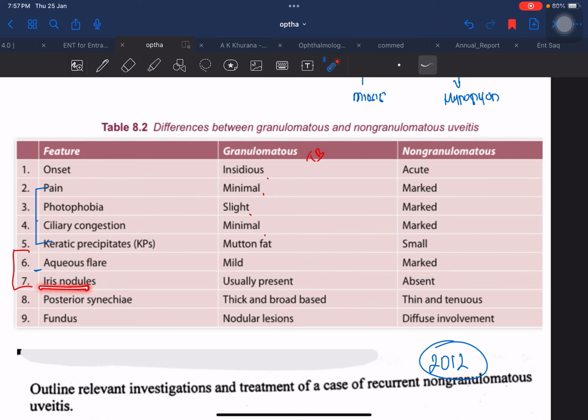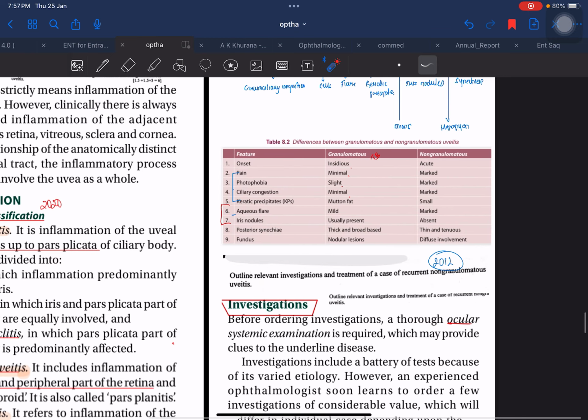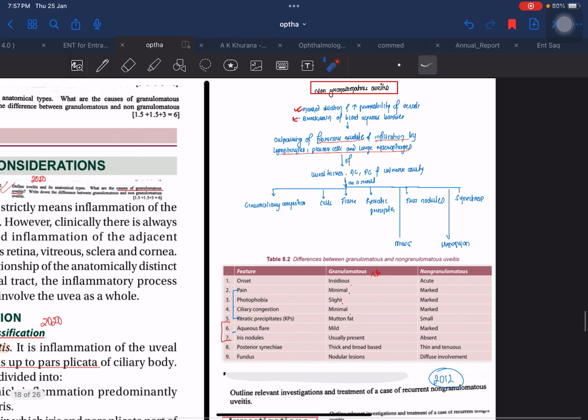Iris nodules, we already said, are usually present in granulomatous and absent here. What are the iris nodules? These are Koeppe nodules and Busacca nodules. Posterior synechiae are thick and broad based in granulomatous, but thin and tenuous in non-granulomatous. In the fundus, there are nodular lesions in granulomatous and diffuse involvement in non-granulomatous. So these are the differences between granulomatous and non-granulomatous uveitis.